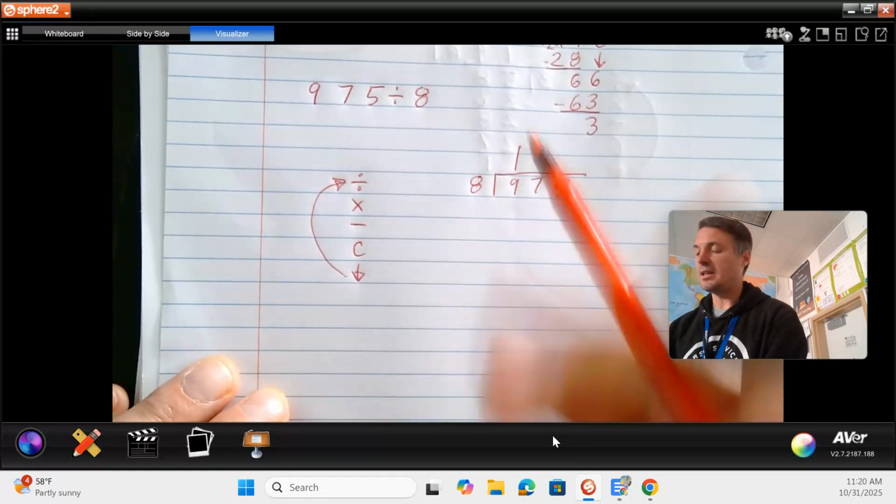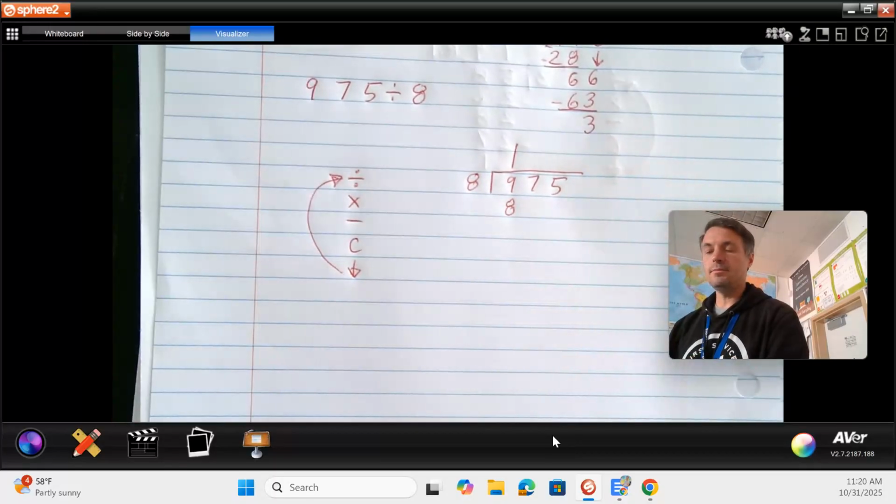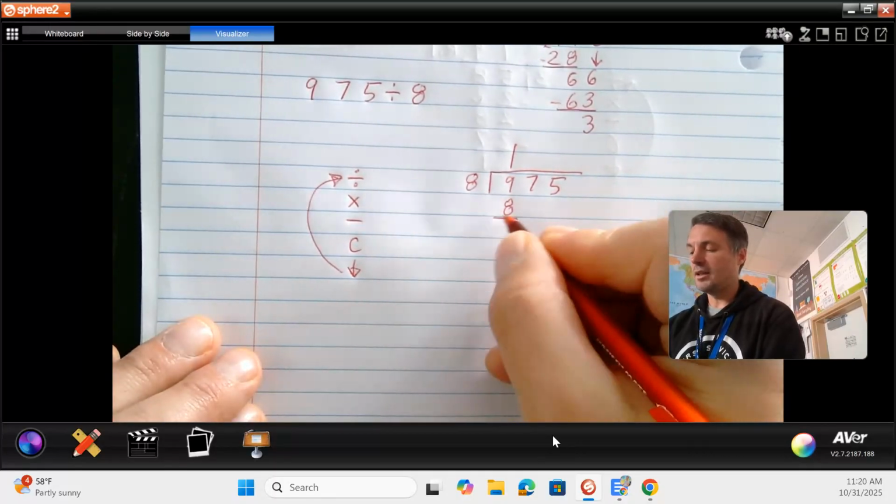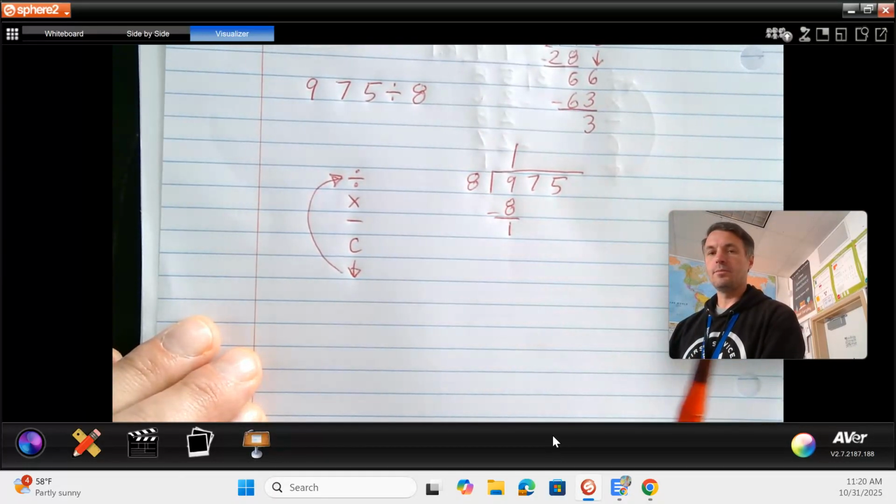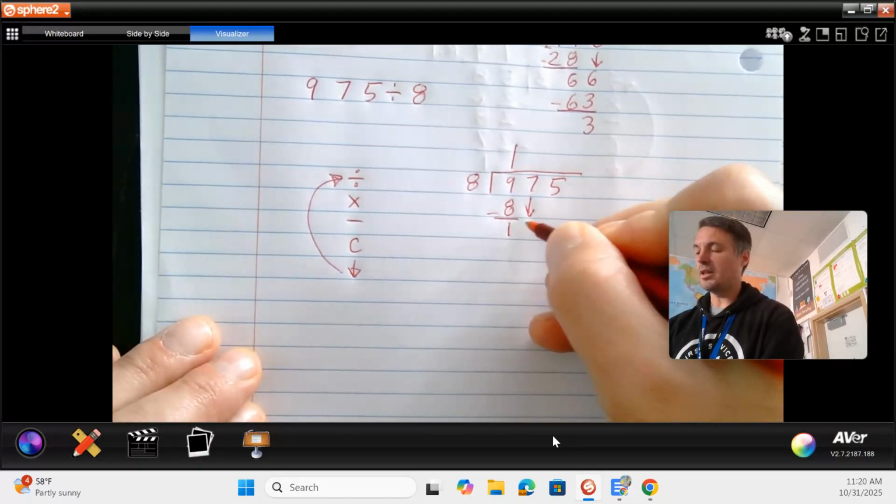Okay? So we just divided, now we multiply. 1 times 8 is 8. Now we subtract. 9 minus 8 is 1. Now we compare. Is 1 smaller than 8? Yes. So now we bring down.